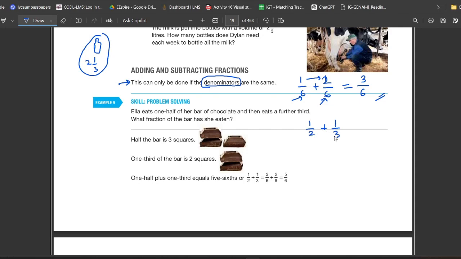1 over 2 plus 1 over 3. If we want to add, first we have to make these two similar. To do that, we have to find the LCM, least common denominator, lowest common denominator.